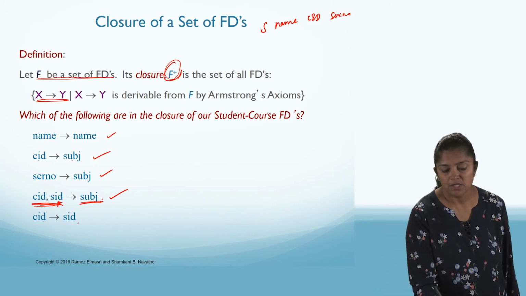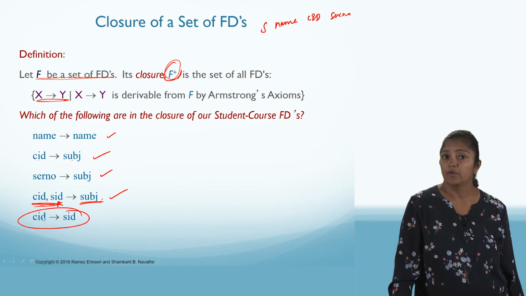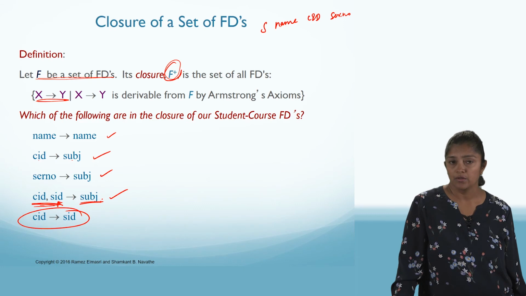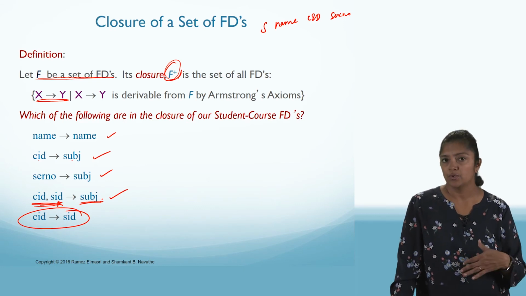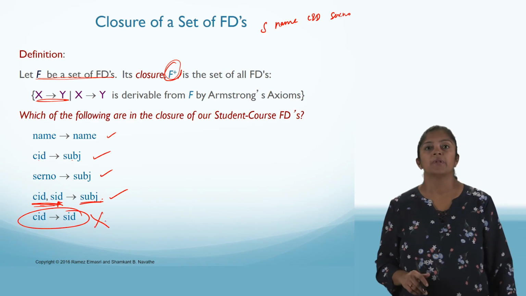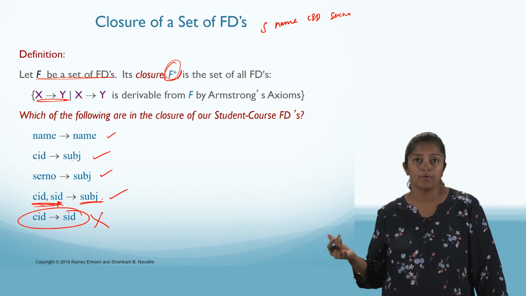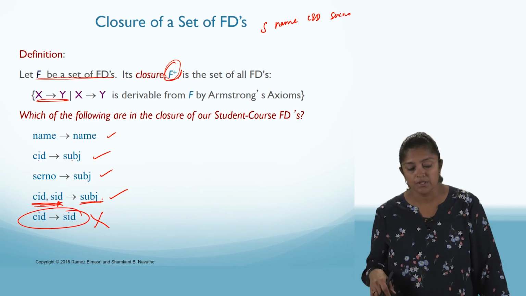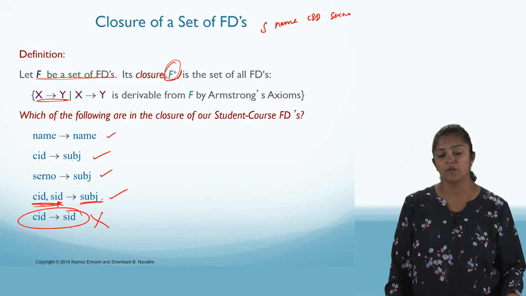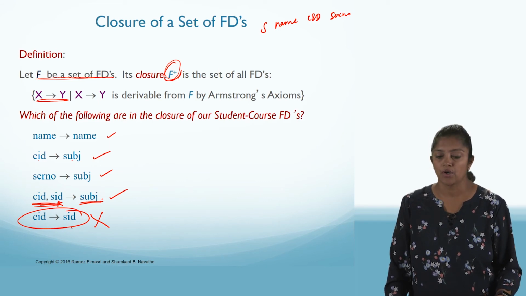And then the last one that we have is course ID determines student ID. Now, if the course ID is the same in two tuples, does it determine the student ID? That's not the case. The same course could be enrolled in by multiple students. So this last FD does not belong to the closure of the student course table that we saw earlier.